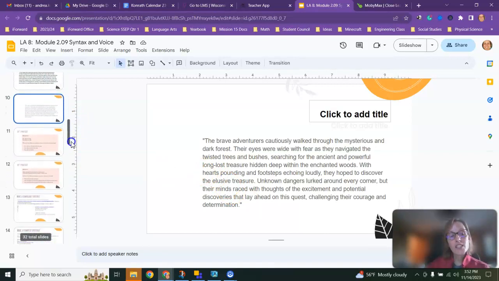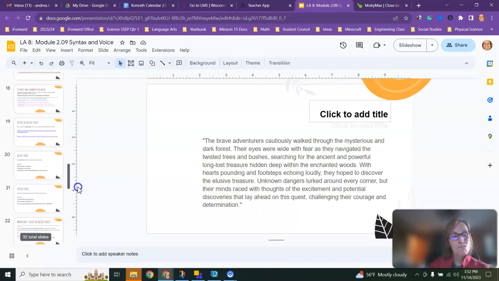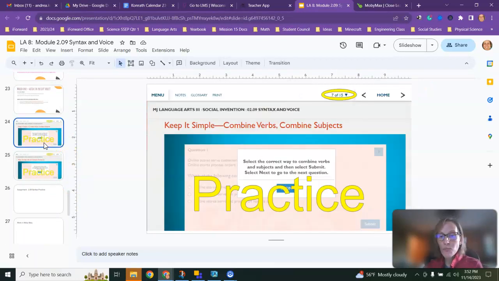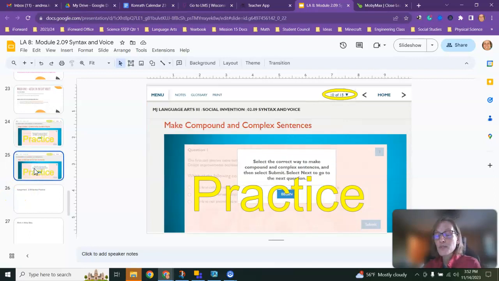Here's what I'm going to challenge you to do today. I know that I mentioned there are some practice areas in Buzz. So if you go to page 7 in Buzz, you'll get some practice where you can combine verbs and subjects. And also you can see on page 10, they also have compound and complex sentence practice. So go through that.